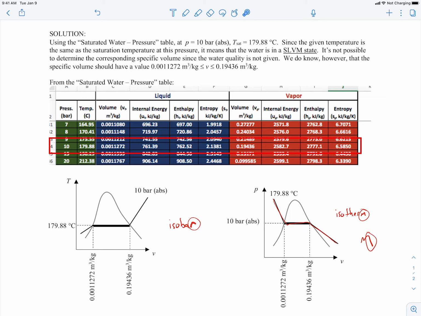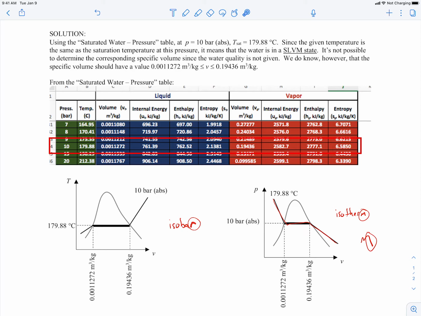Now, I'm going to be somewhere in the saturated liquid vapor mixture state, somewhere underneath the vapor dome here. And I don't know exactly where because I'm not given enough information, but I do know that my specific volume will be somewhere between the saturated liquid specific volume of this value, which is given right here, and the saturated vapor specific volume, which is given right there. So I know I'm somewhere between those. I just don't know where without additional information.